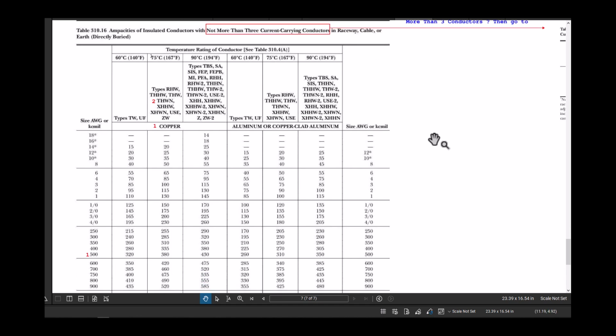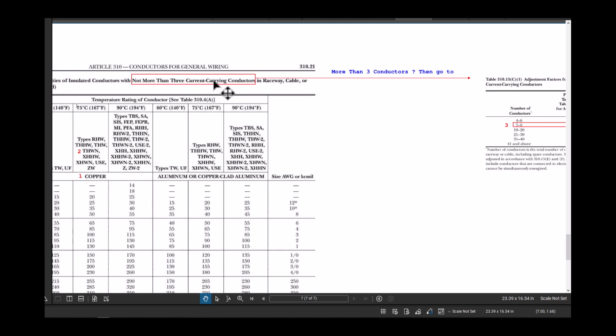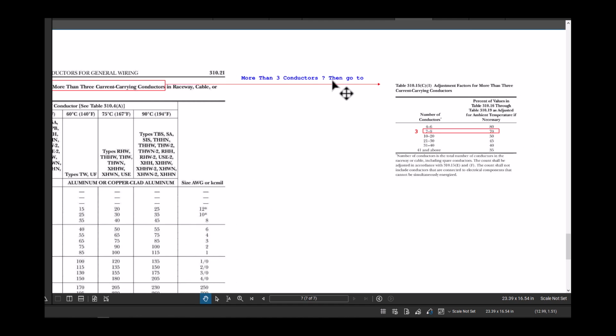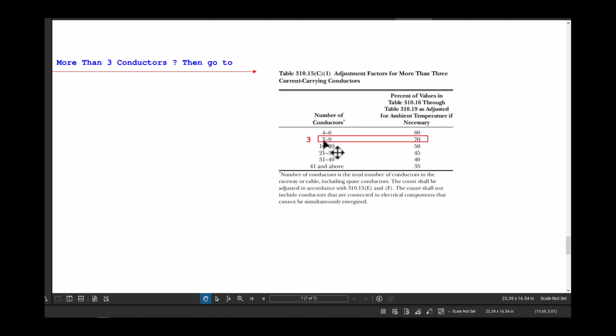Then if you see here, they refer you to section 310.15(C)(1), which shall be referenced for more than 3 current carrying conductors. I put the same table here, and I just put this is 3 conductors, more than 3 conductors. If the answer is yes, then we go to this table, which is referred to us in the note section. How many conductors? We have 8 conductors. Then we should go to 7 to 9, which is an adjustment factor of 70%.